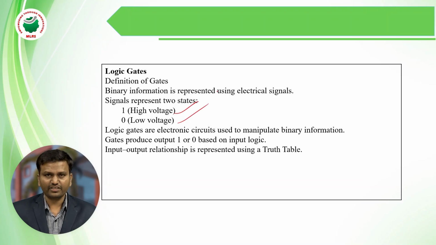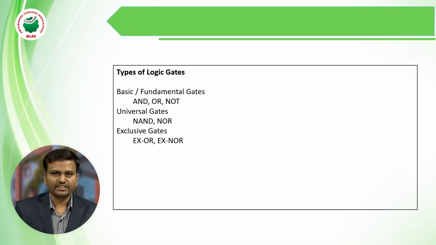Logic gates are electronic circuits used to manipulate binary information. Gates produce output 1 or 0 based on the input logic. Whatever zeros and ones we give, we get the output also as ones and zeros only. The input and output relationship is represented by a truth table, and we are representing some of the truth tables in the code. We can see that.